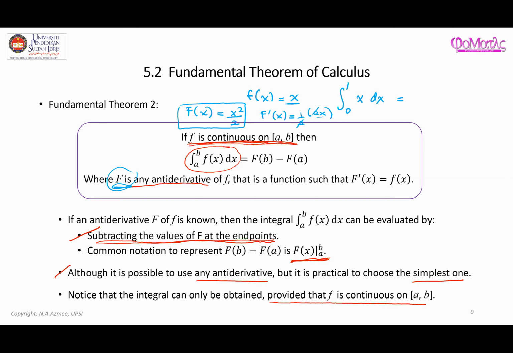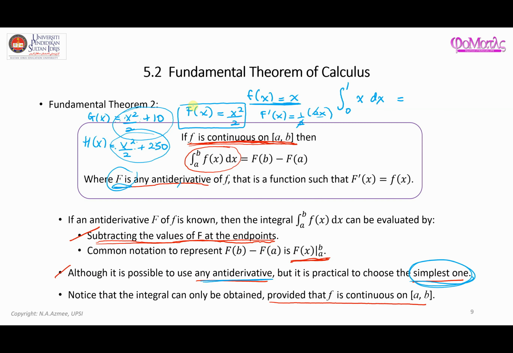Of course, based on the previous video, you have seen that you can have many options of antiderivative. For example, I can have g(x) equal to x squared over 2 plus 10. When I differentiate this, I will also get the same result as this one. I can also have h(x) equal to x squared over 2 plus 250. When I differentiate this, I will also get the same result here. So these two are also possible options for antiderivative, but it is practical to choose the simplest one.